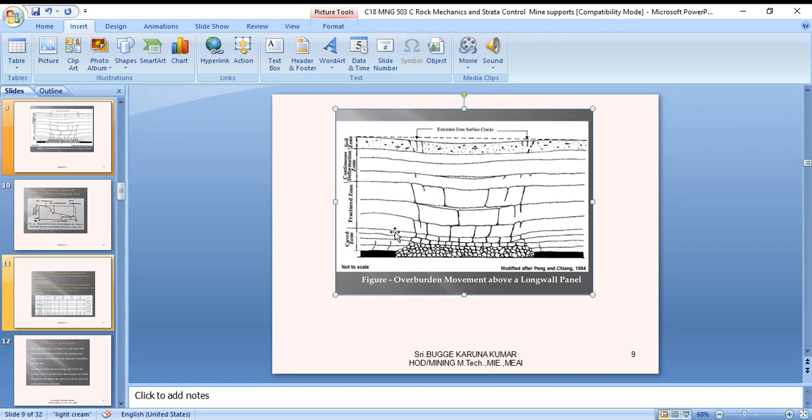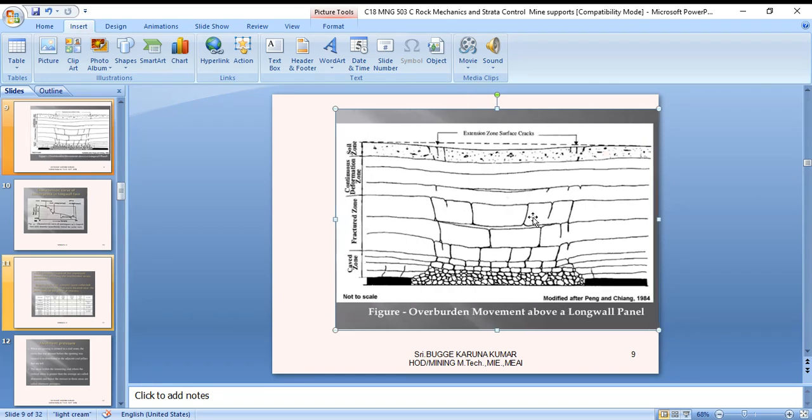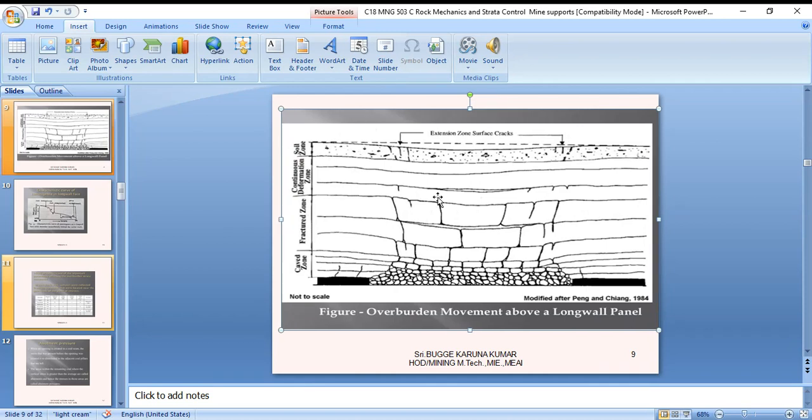This is the overburden movement above a longwall panel. This is the extension zone with surface cracks. Once mining is happening, there are these zones. This is the cave zone. This is the fracture zone. This is the deformation zone and the soil zone.